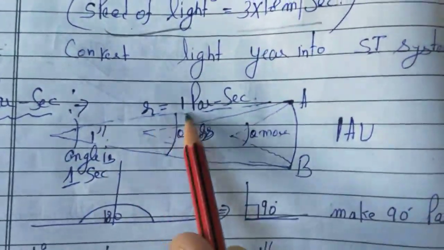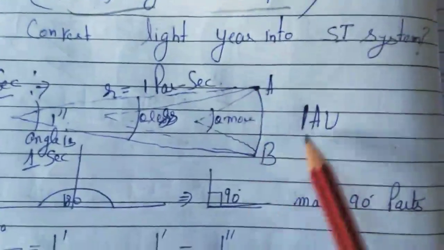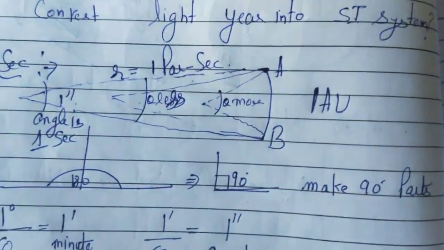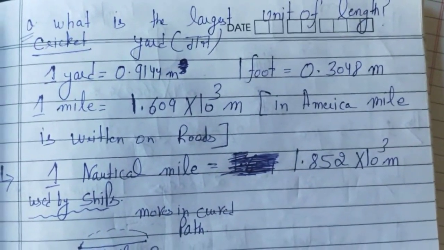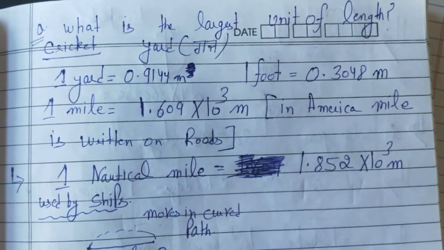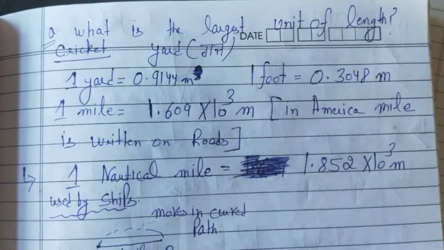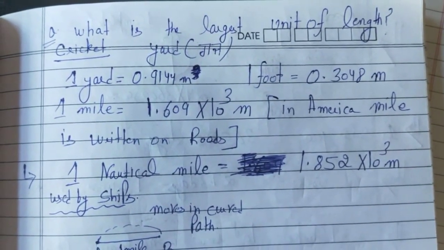Theta more, theta less. When it becomes 1 second, the radius is known as 1 parsec, and the length of arc should be equal to 1 astronomical unit. So the question can also be asked like this: what is the largest unit of length? Parsec is the largest unit of length because it has a power of 10 to the power 16.